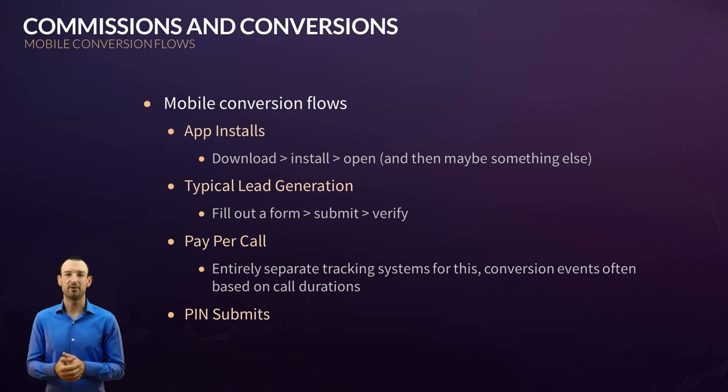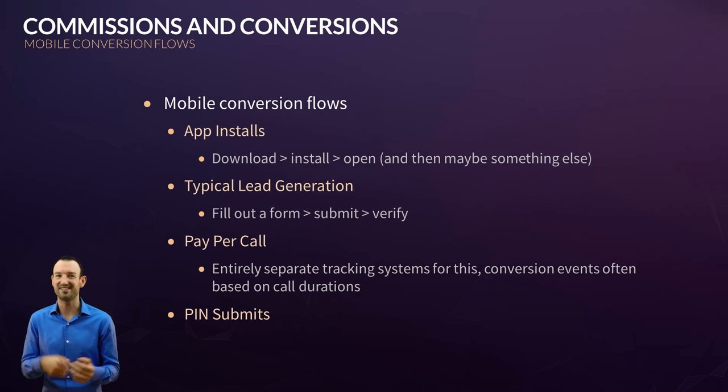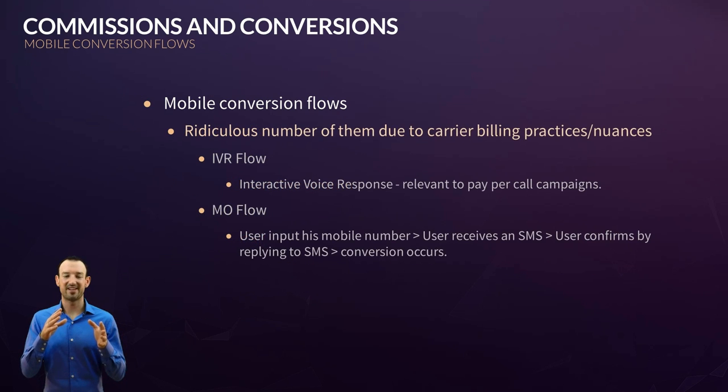Pay per call is obviously a pretty mobile centric thing because people are on their device that they can call from. There's entirely separate tracking systems for this. There's conversion events based on the initial call, on phone call duration, and so on. PIN submits are another kettle of fish. There is an entire branch of conversion flows just within PIN submits. And frankly, I don't understand these very well because I don't really care too much about PIN submits, but here they are for you anyway.